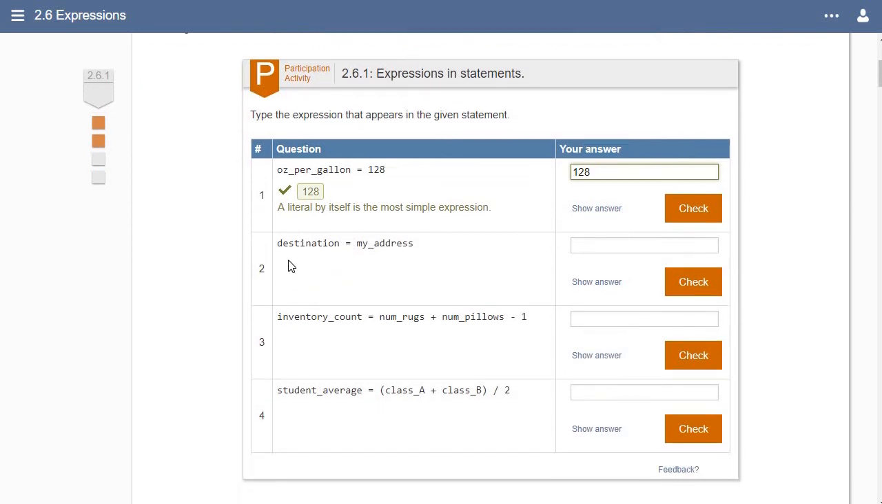Same thing here. Destination equals my address. So therefore, my underscore address would have to be the expression, right? There you go. Everything after.